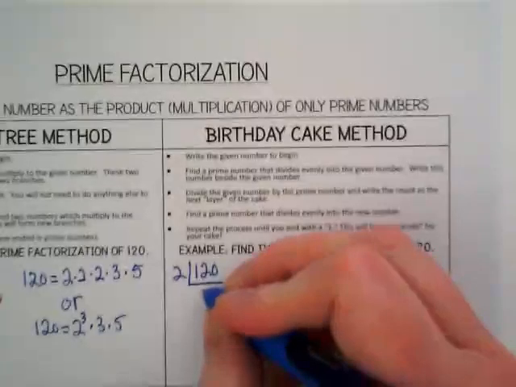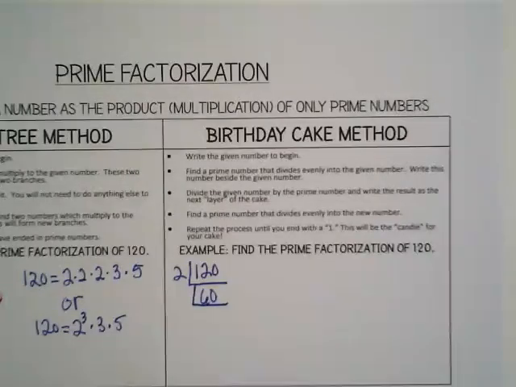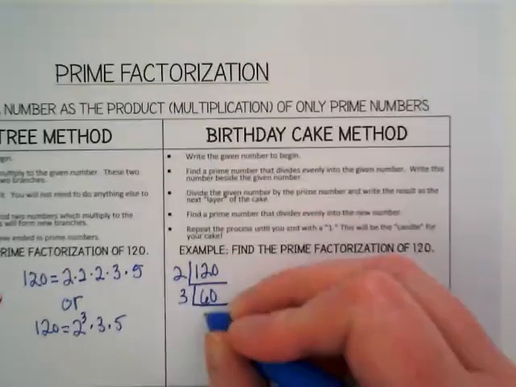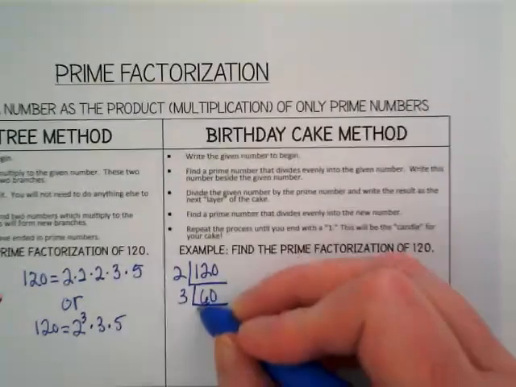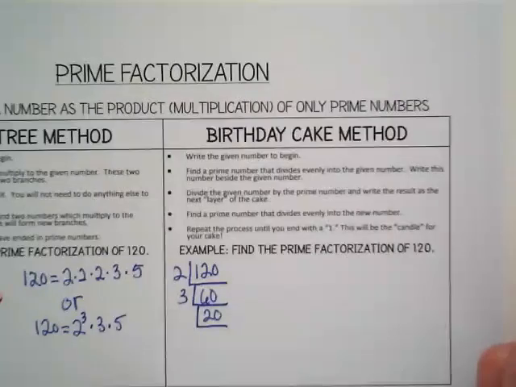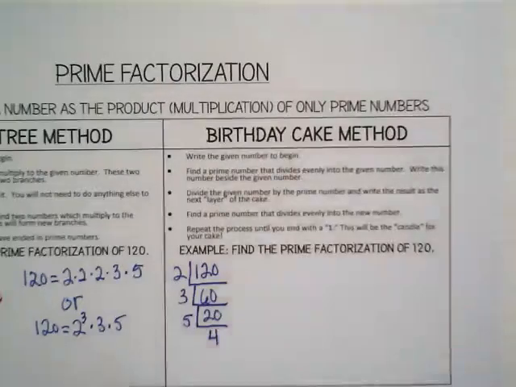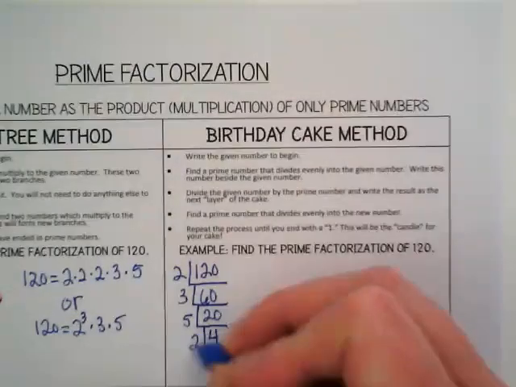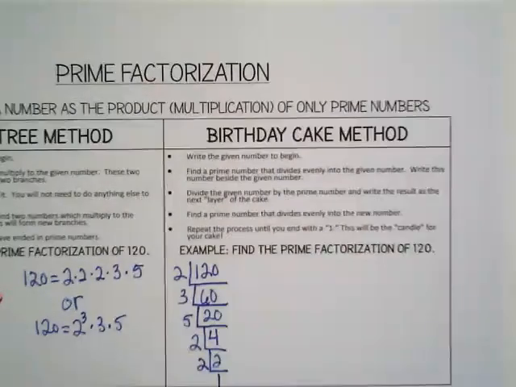120 divided by 2 gives me 60. And here's my second layer of the cake. What's a prime number I can divide 60 by? 2. I heard a 3. Let's do a 3. Yeah. I know. We could have done 2, but we've been doing 2 a lot. And then I've got 20. What's a prime number I can divide 20 by? 5. Let's do 5. That gives me 4. Every time you think, what is a prime number I can divide that by? 2. And we're not finished until the last thing that goes on is the candle, or the 1.